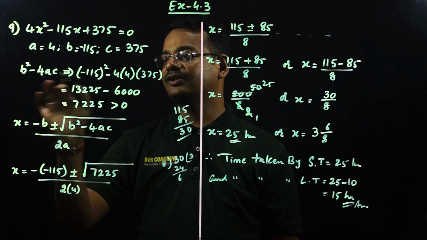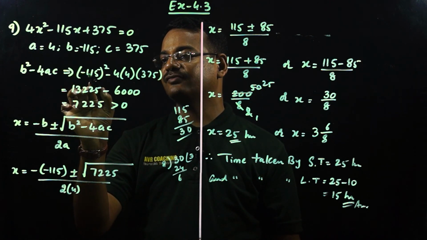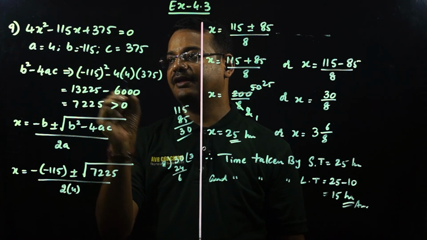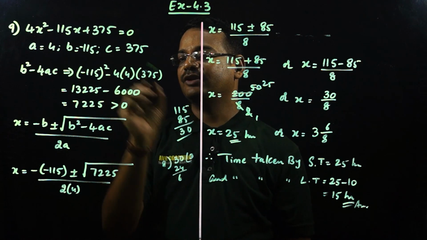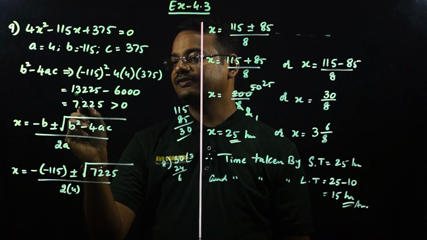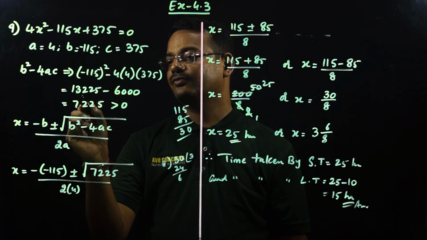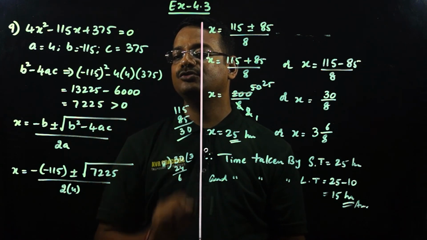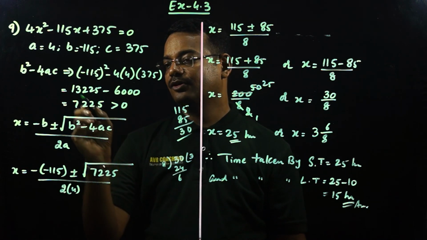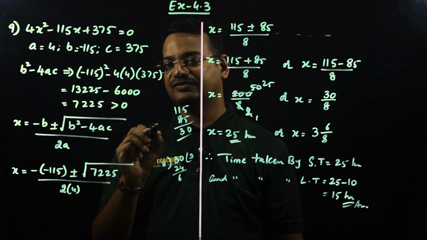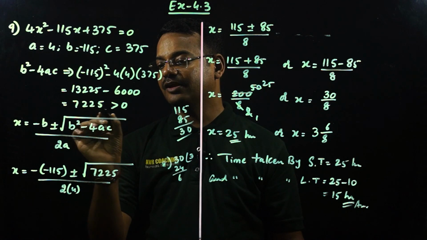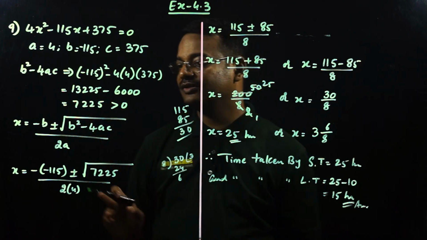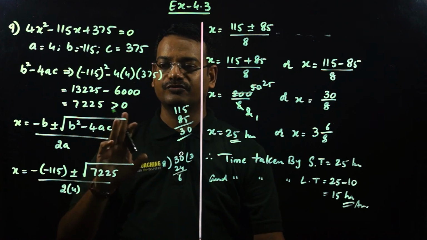So b square minus 4ac will be equal to minus 115 whole square minus 4, a value is 4 into c value is 375. So 115 whole square is 13225 minus 4 fours are 16 into 375 is 6000. Now 13225 minus 6000 will be equal to 7225, which is greater than 0. Therefore, if b square minus 4ac is greater than 0, we can find the roots of the quadratic equation.